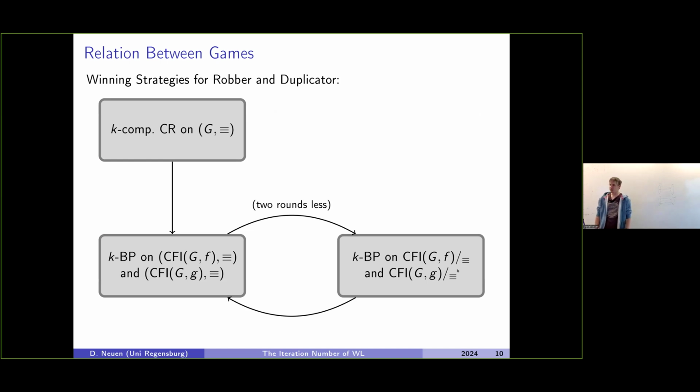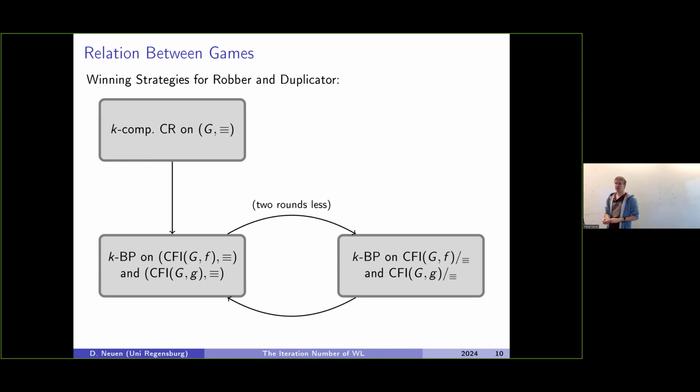Okay, so there are some minor notes when going from this bottom left to the bottom right. Duplicator survives only for 2 rounds less. So if duplicator survives for R rounds on the left, then duplicator will survive for R minus 2 rounds on the right. So we lose 2 rounds by the second step, but these are only 2 rounds, so that's not really that big of a deal.